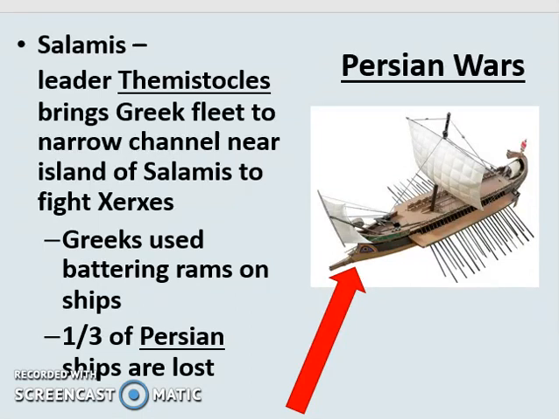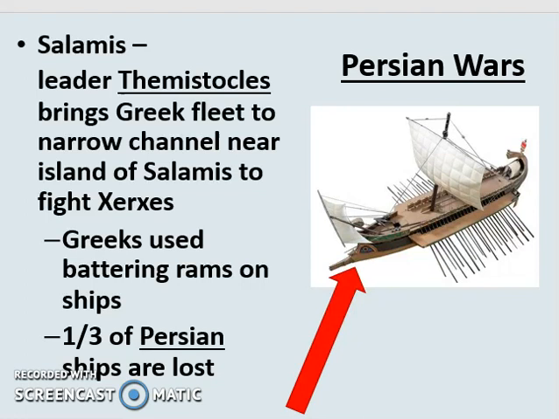Next, we have the Battle of Salamis. This is going to be another big battle in the Persian War. And this is led by Themistocles. Themistocles is the Athenian leader. And this is going to be a naval battle. The first two battles were largely on land. This one is going to be all on sea.